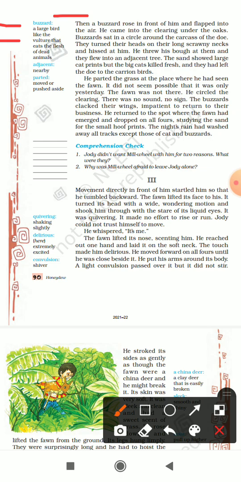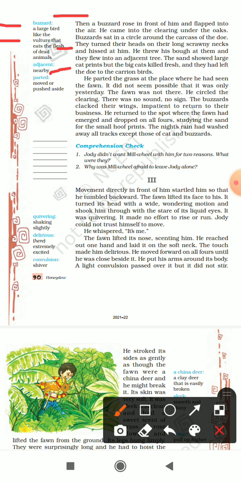He came into the clearing under the oaks. Buzzards sat in a circle around the carcass of the doe, because it was the place where the doe was killed, and the buzzards were eating the flesh of the doe, and they were sitting in a circle. They turned their heads on their long scrawny necks and hissed at him. When the buzzards saw Jody, they turned their heads on their long scrawny necks and they were hissing at Jody.